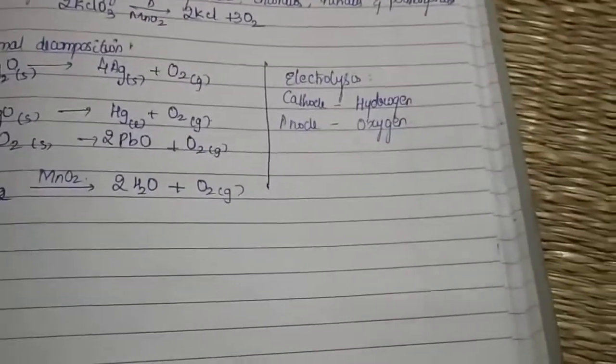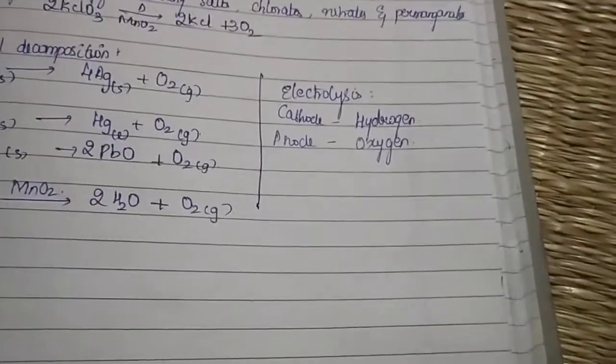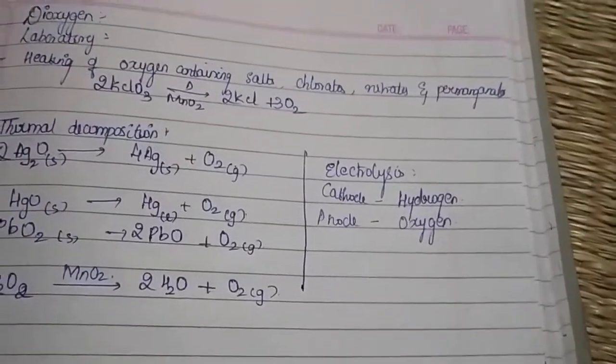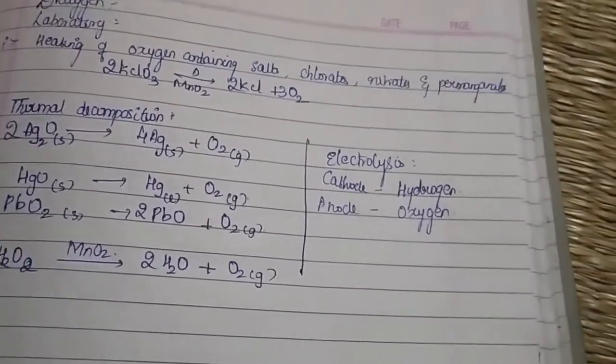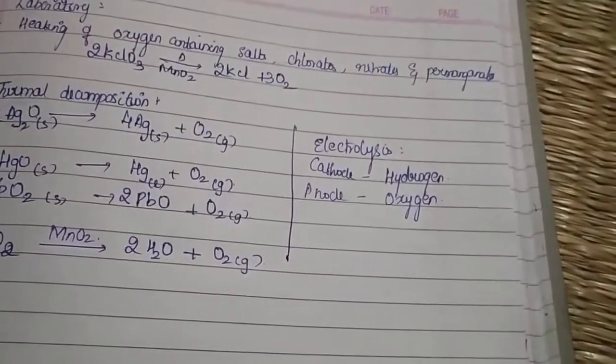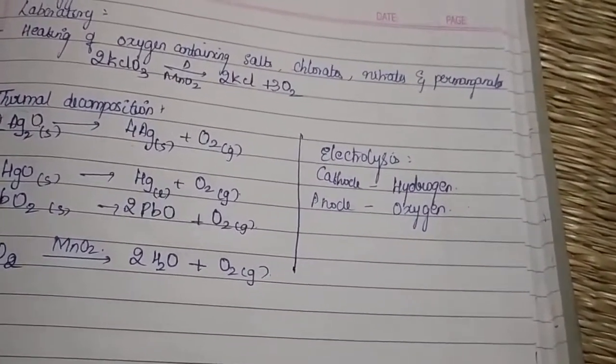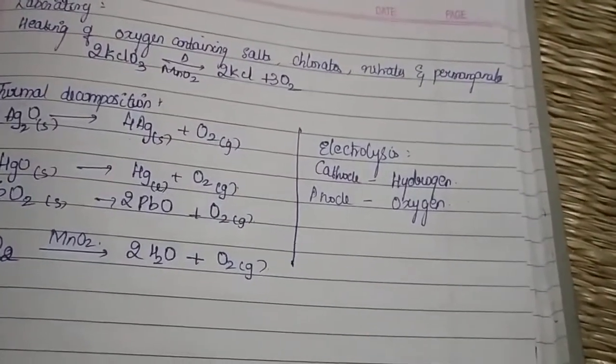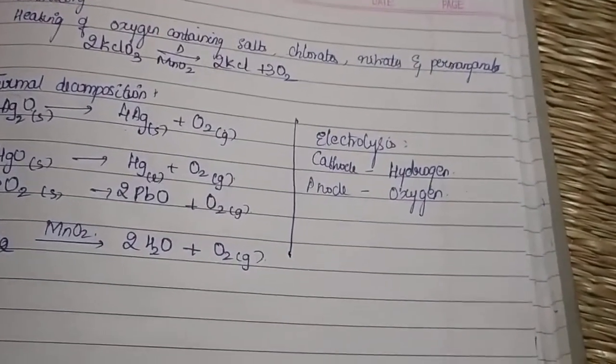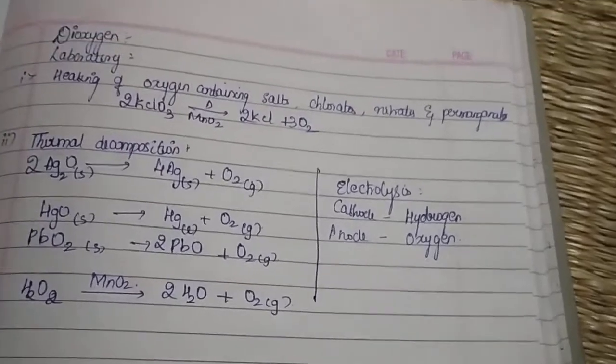So if you want to prepare dioxygen on a large scale, it is by the electrolysis of water. Water is a very easily available and the cheapest material, so it can be used easily by the industries. When they do electrolysis, of course there will be electrodes, and electrode reactions happen.